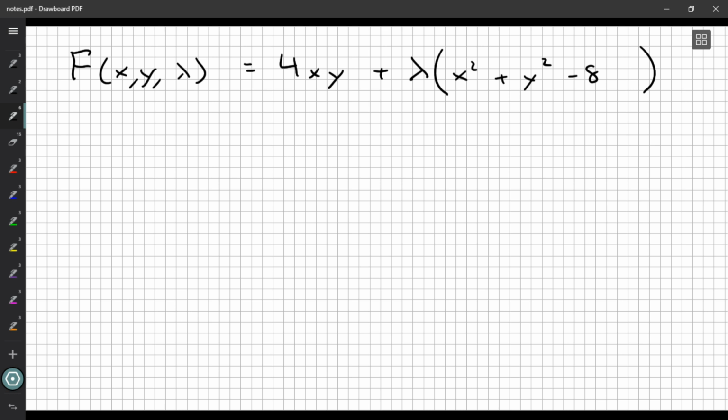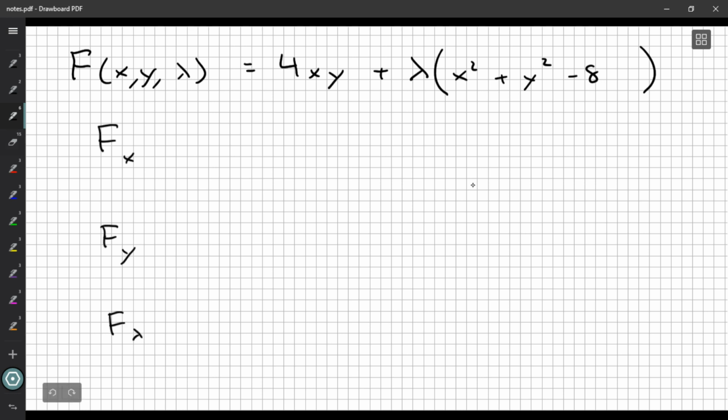Now, how exactly do we do that again? Well, we have to find critical points. Critical points of this function are the only ones that will satisfy our constraint and maximize or minimize our function. So how do we find critical points? With partial derivatives.